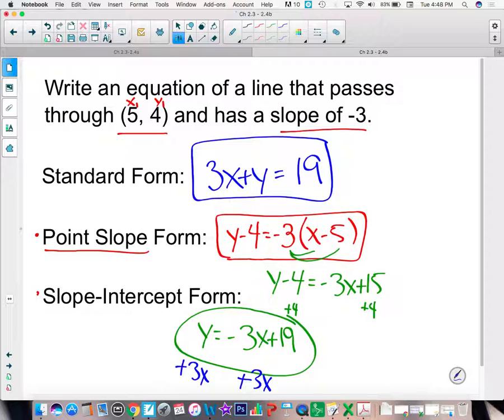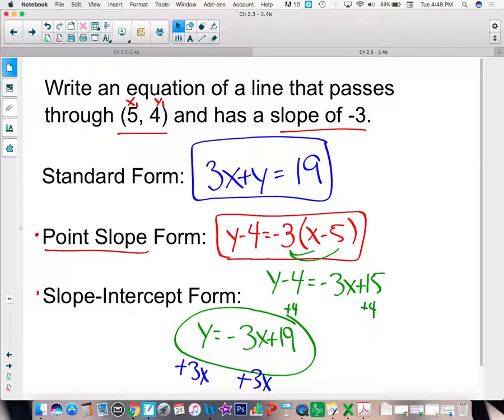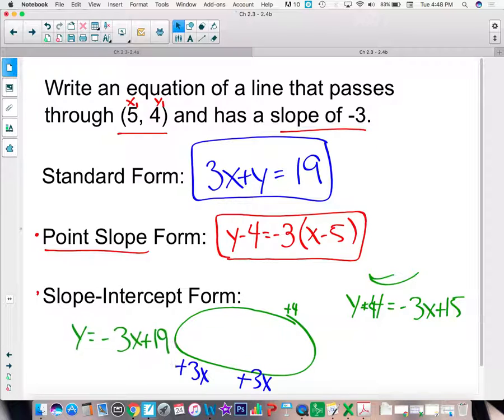So that's what you should have for your three answers here. For standard form, you should have 3x plus y equals 19. For point-slope form, you should have y minus 4 equals negative 3 times x minus 5. And for slope-intercept form, we should have y equals negative 3x plus 19.